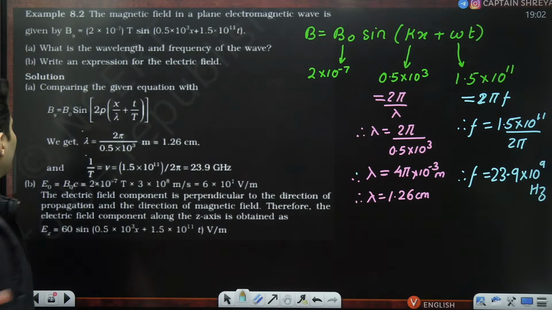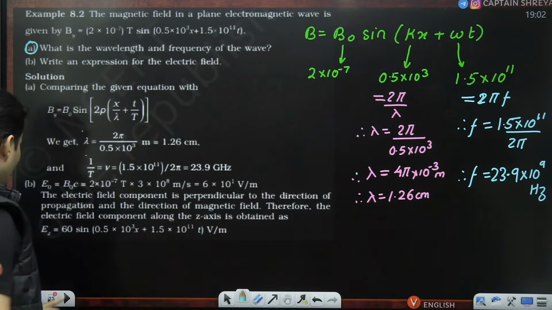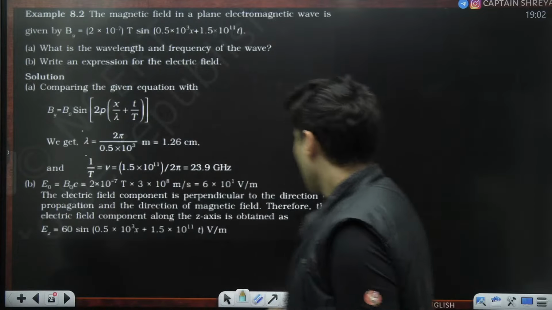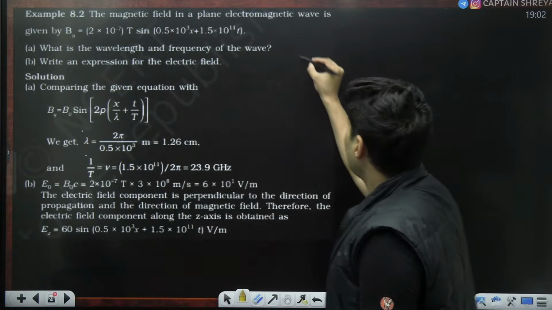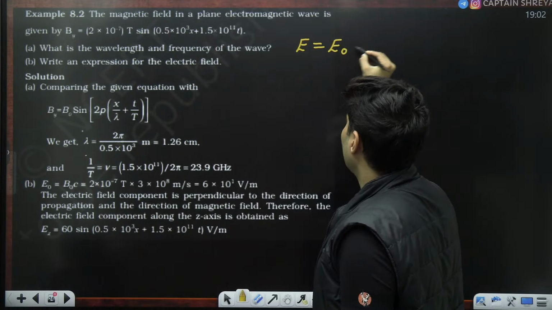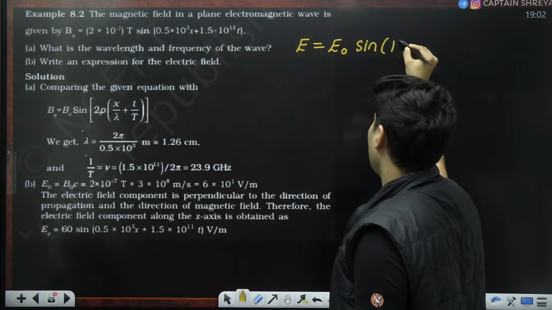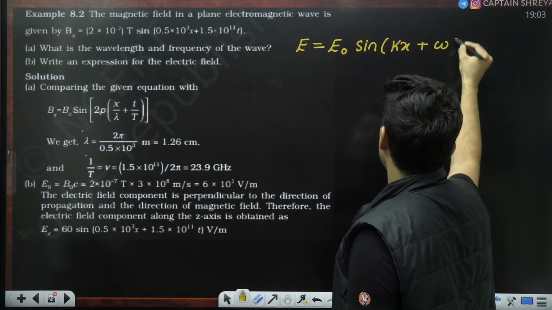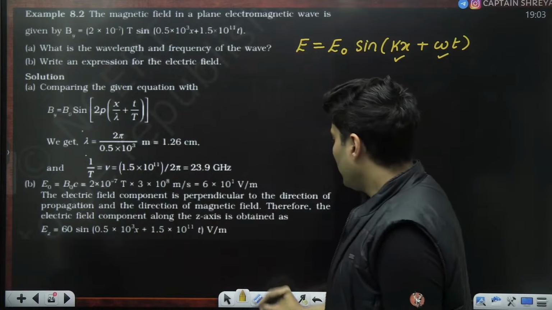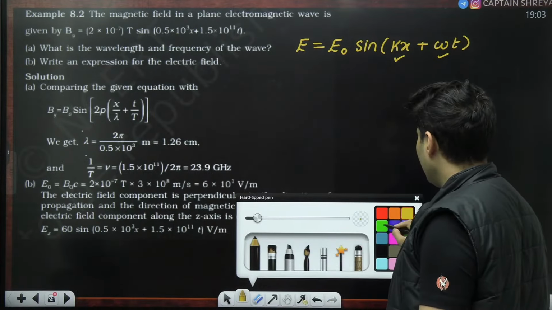Now the first part is taken care of. Let's go to the second part. Write the expression for the electric field. See, the electric field equation should look exactly similar, just that here you will have E0 and here you will have sin(kx + ωt). Omega I know, k I know, E0 I don't know. So what do I do for E0? There is a simple trick.